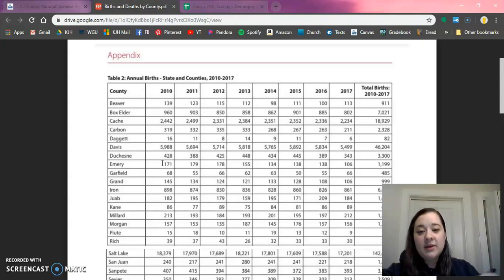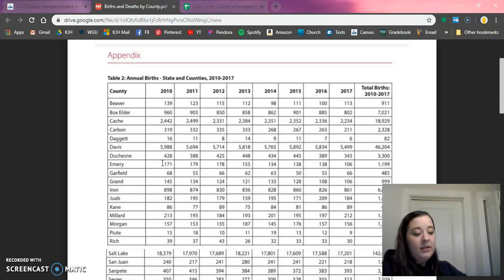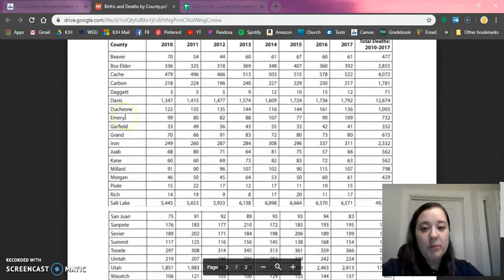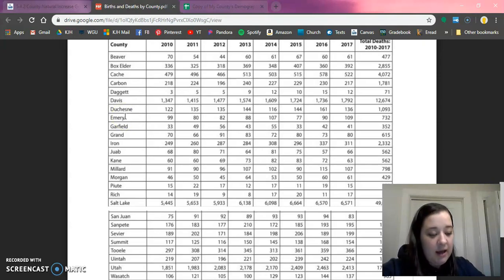So I see that 2010 is 171, and then 179, 178, 155, 134, 138, 138, and 106. Okay, I've got all the births. Now I'm going to scroll down to the next page where I have the deaths. There's Emery, and I'm going to write down 99, 80, 82, 88, 107, 77, 90, and 109.